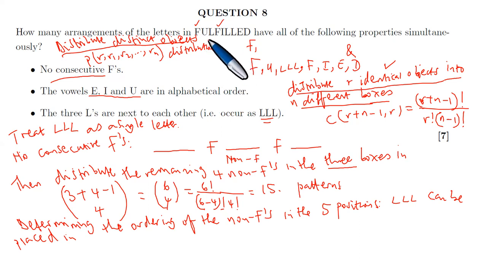So how many non-Fs are there? You'd have the U, a vowel, the I is a vowel, and also the E is a vowel. Cross, cross, cross. So crossing them means they're just one thing. Right, so now you then have the L's. The L's are also one symbol. Right, so you think of that very carefully.